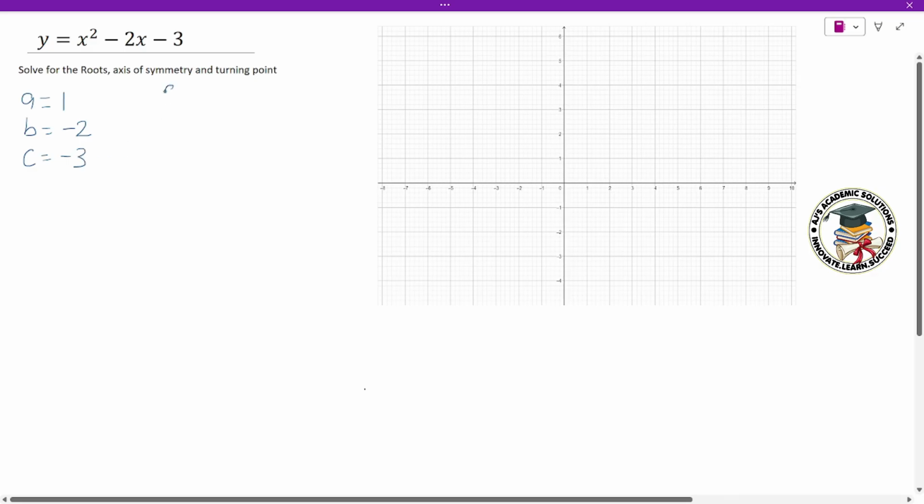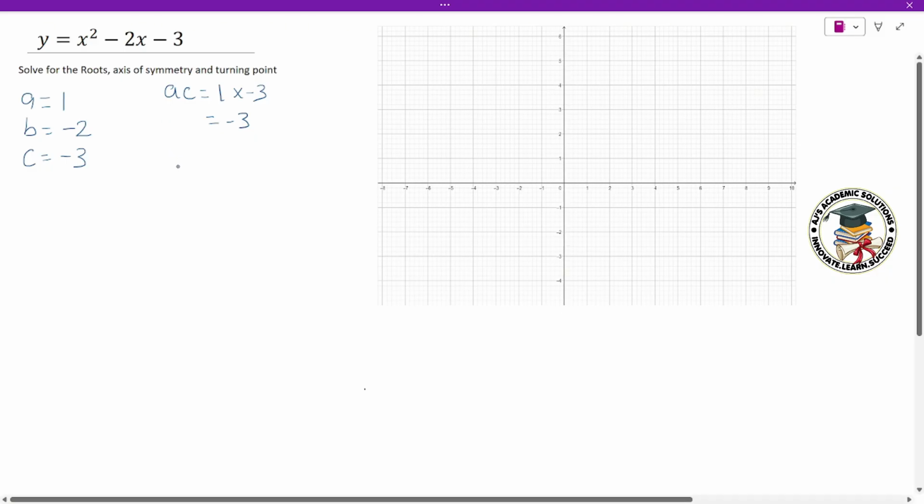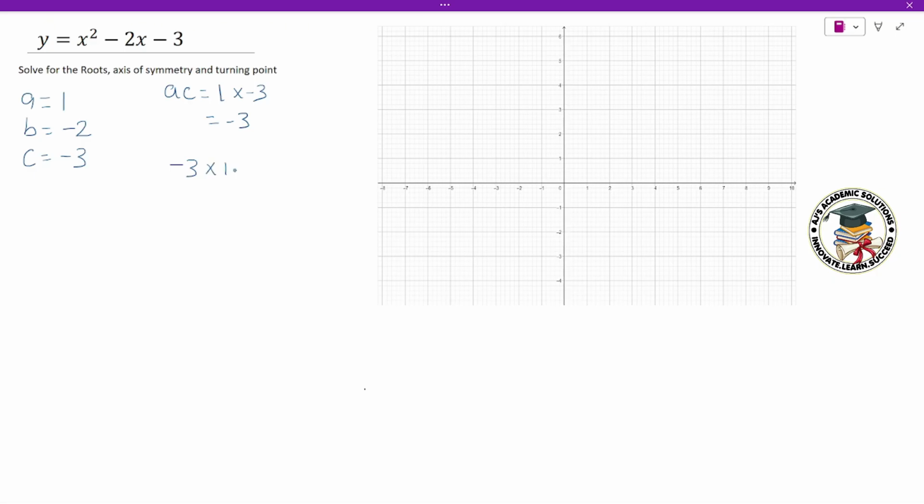So in using our factorization, we're going to say ac, which is the method we're using, is 1 times negative 3, which is negative 3. So what we now need to focus on is finding two numbers that when we multiply them give us negative 3, and when we add or subtract them give us negative 2. So we have negative 3 times 1 gives us negative 3, and negative 3 plus 1 is negative 2. So what we are doing here is called finding the factors of the number.